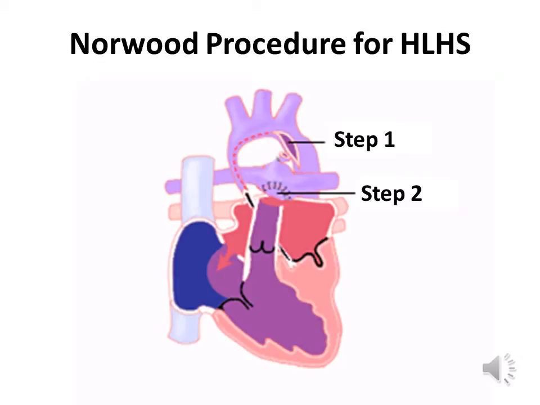In step 2, the main pulmonary artery is divided and the distal end is closed. The trunk of the main pulmonary artery is now available to be used to create the proximal portion of the neo-aorta.